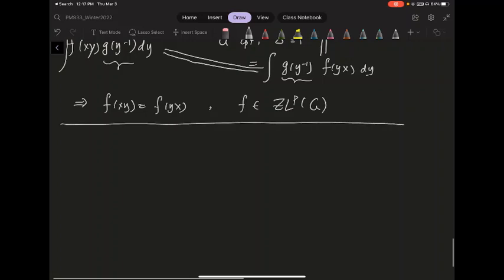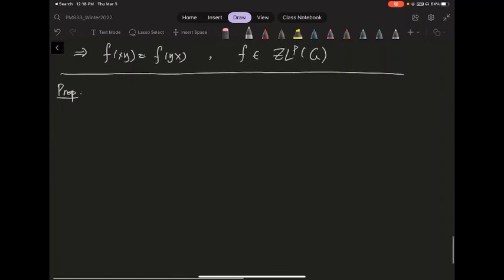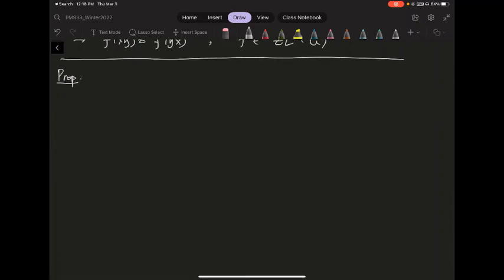So now I just want to prove the proposition. Each of these characters is in the LP, so they're certainly in ZL2 of G, which is again a Hilbert space because it has the inner product. I want to show that these chi pi form an orthonormal basis for ZL2 of G. We know the span of these characters becomes a subspace of the L2 space.